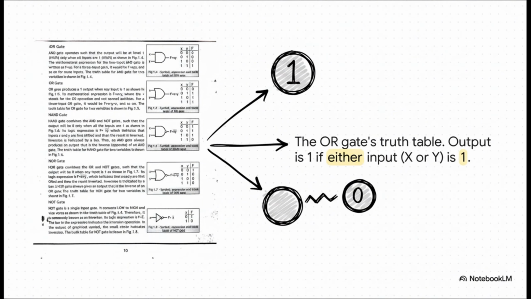And its truth table shows you just how forgiving it is. See? As long as either X or Y is a 1, the output is a 1. The only possible way to get a 0 to keep that door shut is if both inputs are 0.